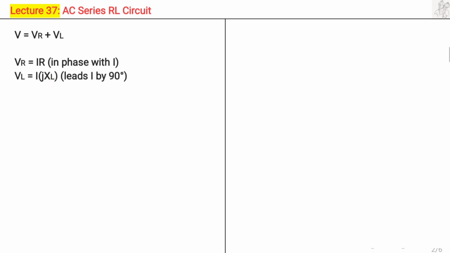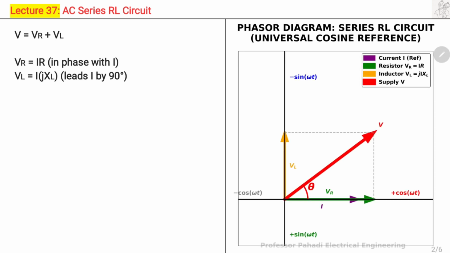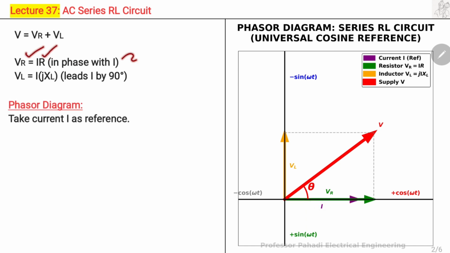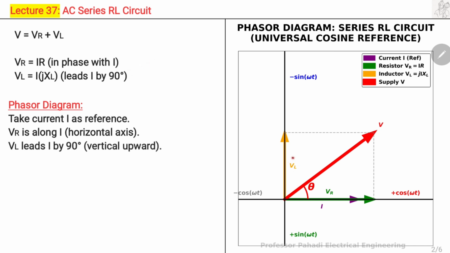Now this can be understood with the help of phasors. We will take current I as the reference, so the I phasor, the purple phasor, is the reference. Let's start with VR. VR is equal to IR and it is in phase with I. That means the VR phasor, the green one, is along the current phasor. Now VL is equal to j times I XL, so it is leading the current by 90 degrees. So VL is drawn at 90 degrees ahead of the current phasor.